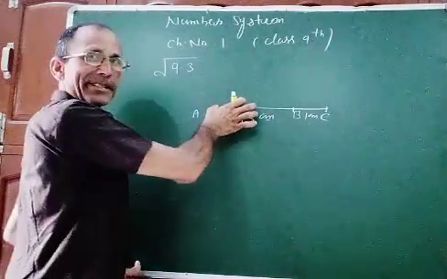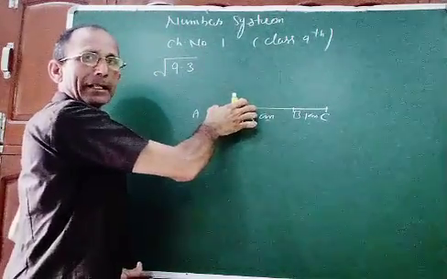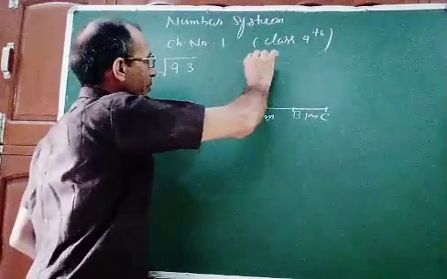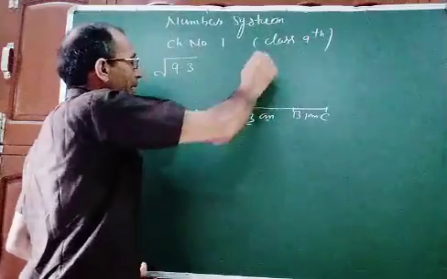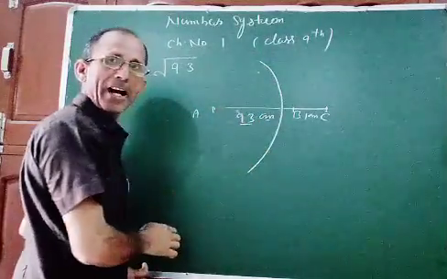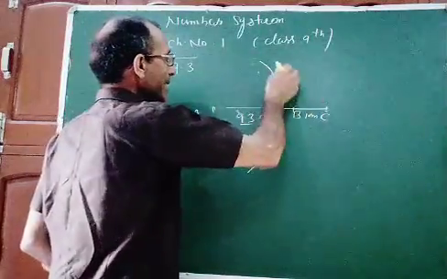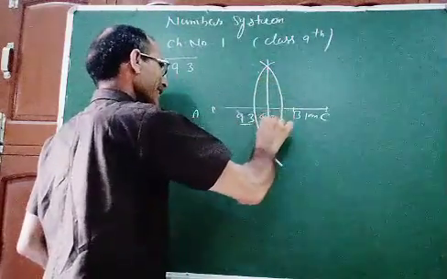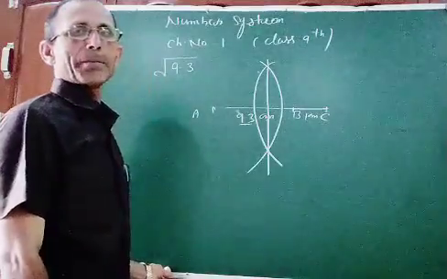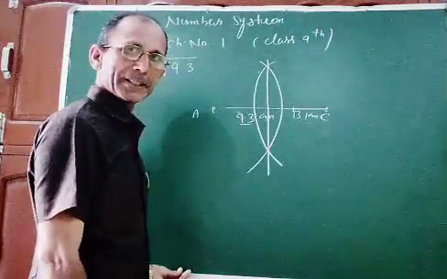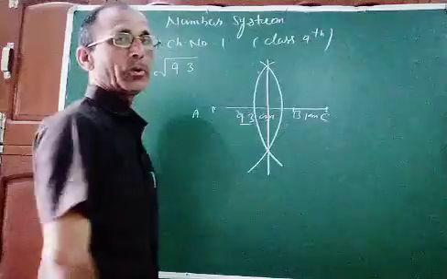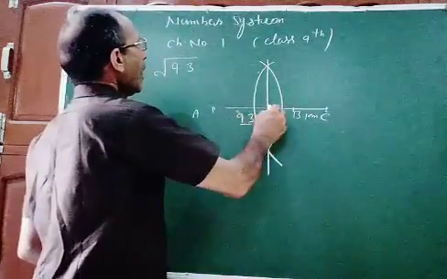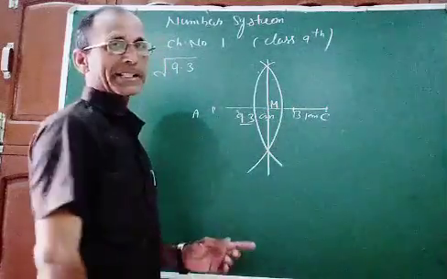Bisect means divide AC into two equal parts. So take A as a center and the compass should be open more than half. It means radius should be more than half. So this is more than half. And now C as a center and with the same radius cut this arc. So this is the bisection of AC. It means AC is divided into two equal parts. Is it clear?